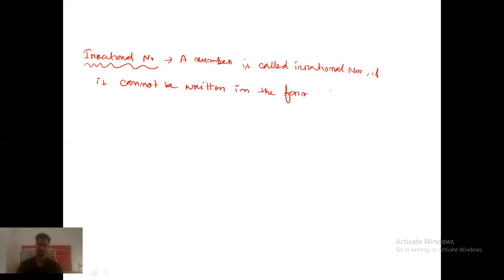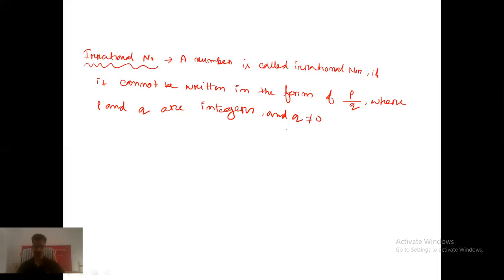So write down: a number is called irrational number if it cannot be written in the form of p by q, where p and q are integers and q does not equal 0.